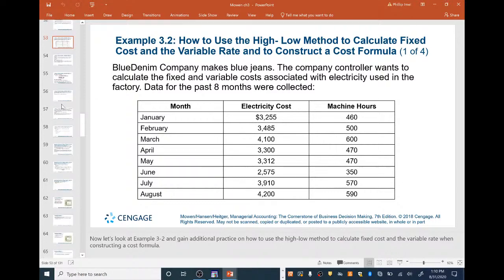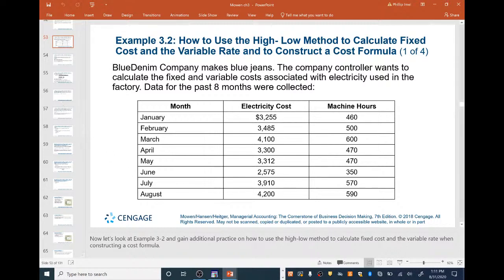Okay, let's look at an example of the high-low point method. Blue Denim Company makes blue jeans. The company controller wants to calculate the fixed and variable costs associated with electricity used in the factory. So data for the past 8 months were collected.